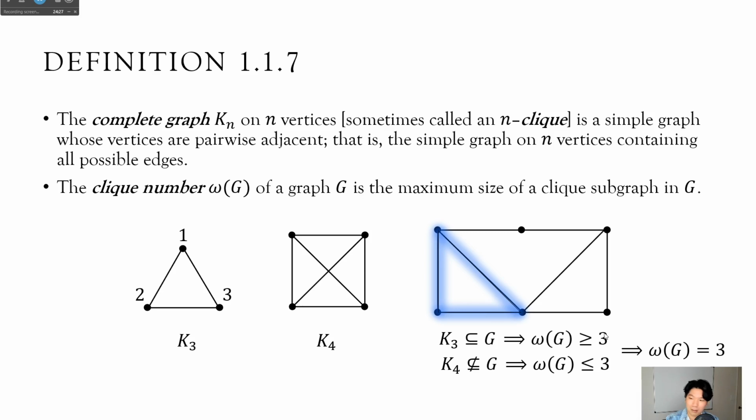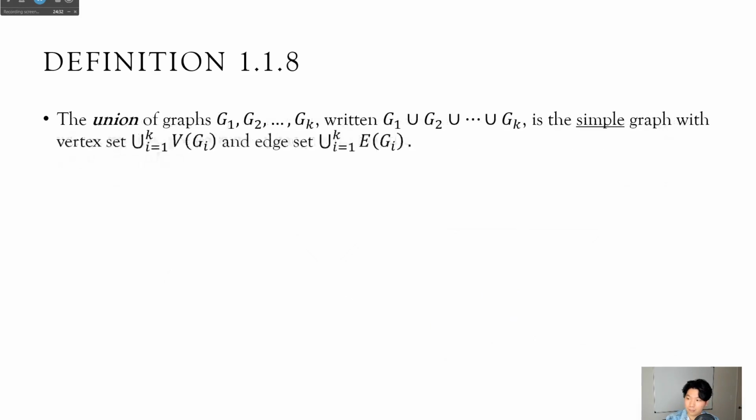So moving from here, let's go ahead and talk about the union of a graph. Let's say I have a bunch of smaller graphs, G1, G2, all the way up to GK. The union would be G1 union G2 union and so on, all the way up until my last graph, GK. This is a simple graph with a vertex set the union of all the vertices, and the edge set the union of all the edges. Again, this is a really formal definition.